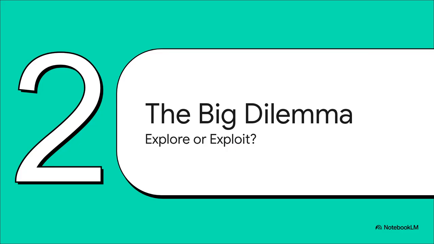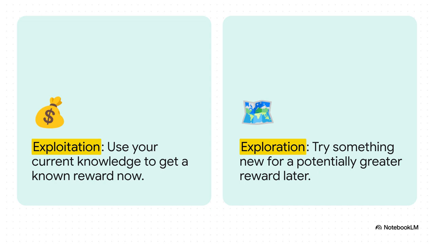But this whole system creates a massive dilemma. It's a problem at the very heart of reinforcement learning. So imagine the agent has found a strategy that works pretty well. It's getting decent rewards. What should it do now? And this brings us to the classic trade-off, explore versus exploit.